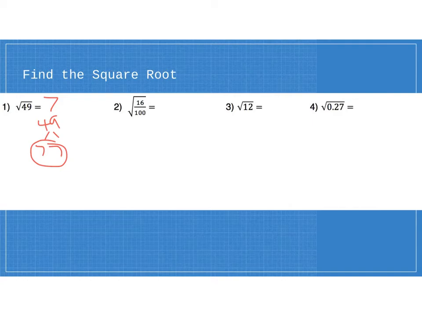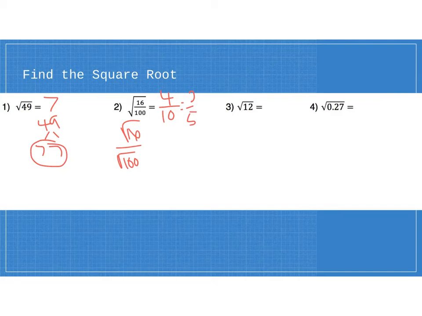With the fractions, remember, we can split it up as the square root of 16 over the square root of 100. Deal with each of those separately. If you break down 16, you get 4 and 4. Some of you guys just know that square root of 16 is 4, and square root of 100 is 10. So we get 4 over 10, or 2 over 5.